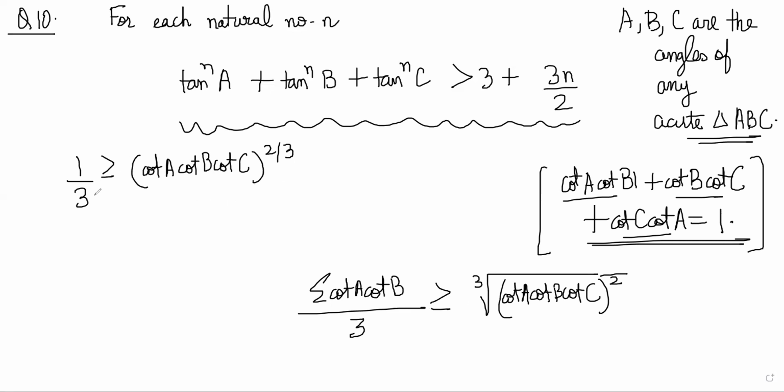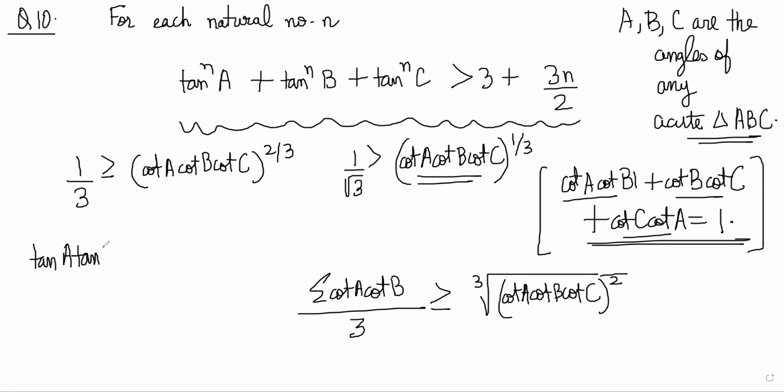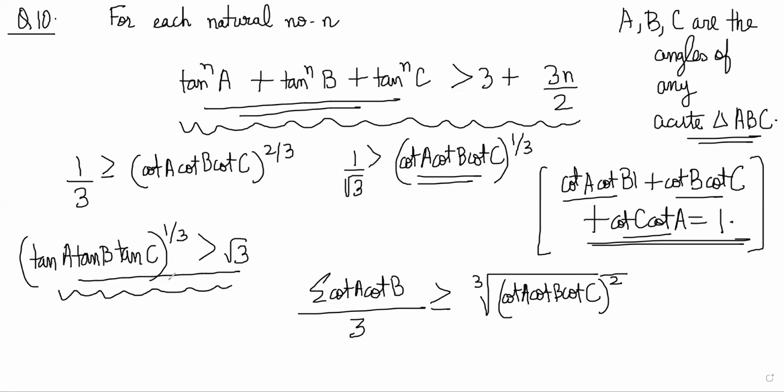Great. So if I take roots, I will get 1 by root 3 is greater than cot A cot B cot C to the power 1 by 3, right? Okay. Now, I can write cot A cot B cot C as 1 by tan A tan B tan C and take this on the other side. I will be able to prove that tan A tan B tan C to the power 1 by 3 is greater than root 3, right? This is the identity that I wanted, because now I can connect this stuff to this, right?